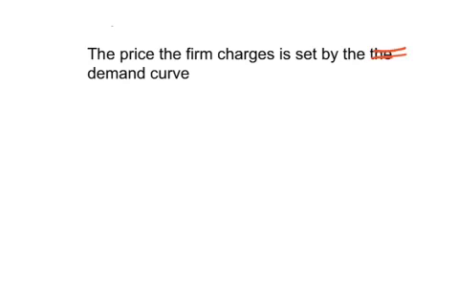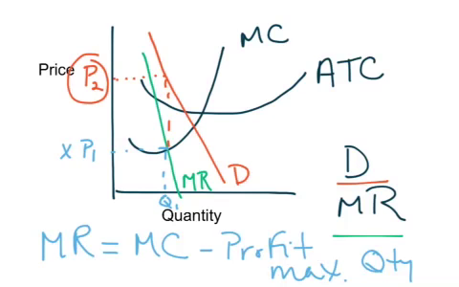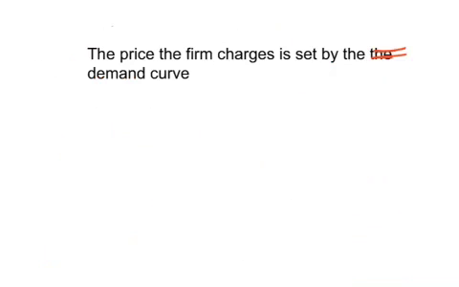To review once again, the quantity is going to be set by where the marginal revenue equals the marginal cost curve. That tells the profit maximizing quantity. But then for the firm to figure out how much they can charge, they're going to charge as much as possible that will be supported by demand. So the demand curve gives the maximum price.